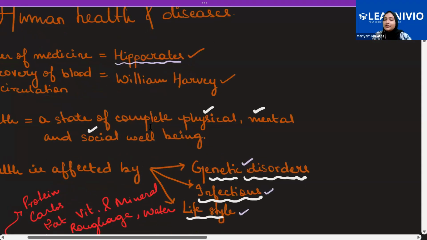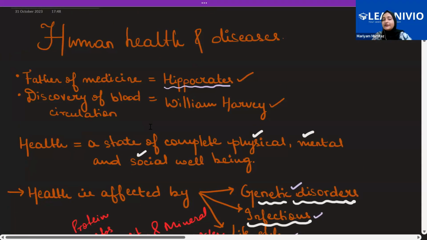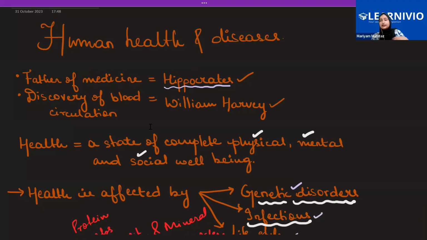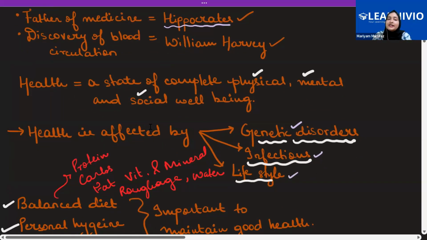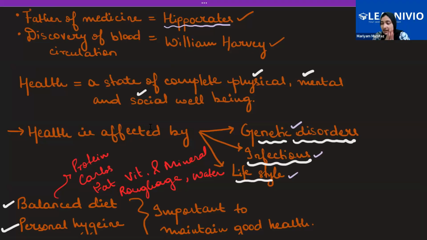So the father of medicine, Hippocrates is known as the father of medicine. William Harvey was the person who discovered the presence of blood circulation in the body. Now, if we talk about being healthy, being healthy is being fit in terms of physical health, in terms of mental health, and in terms of social health. So when a person is fit in all these three aspects, along with the biological health, then you can say that the person is healthy.